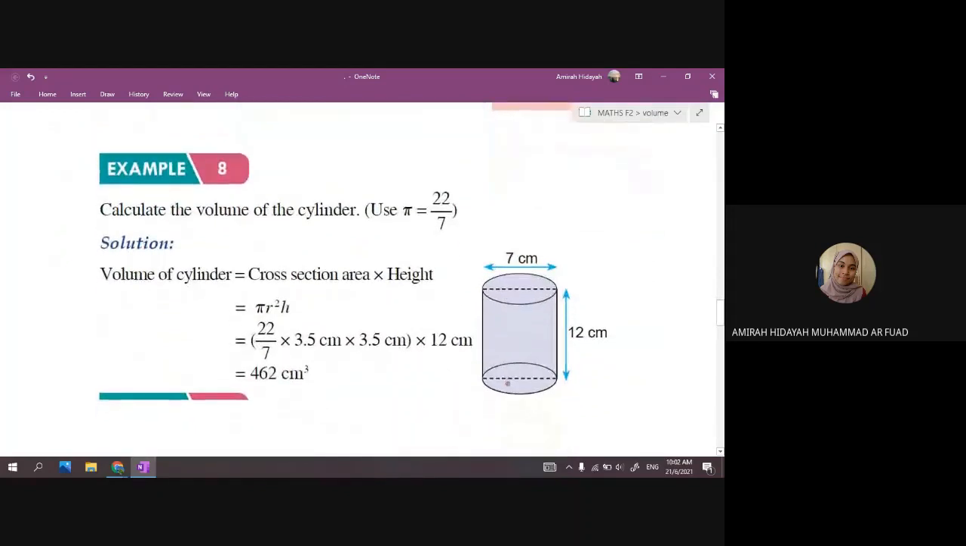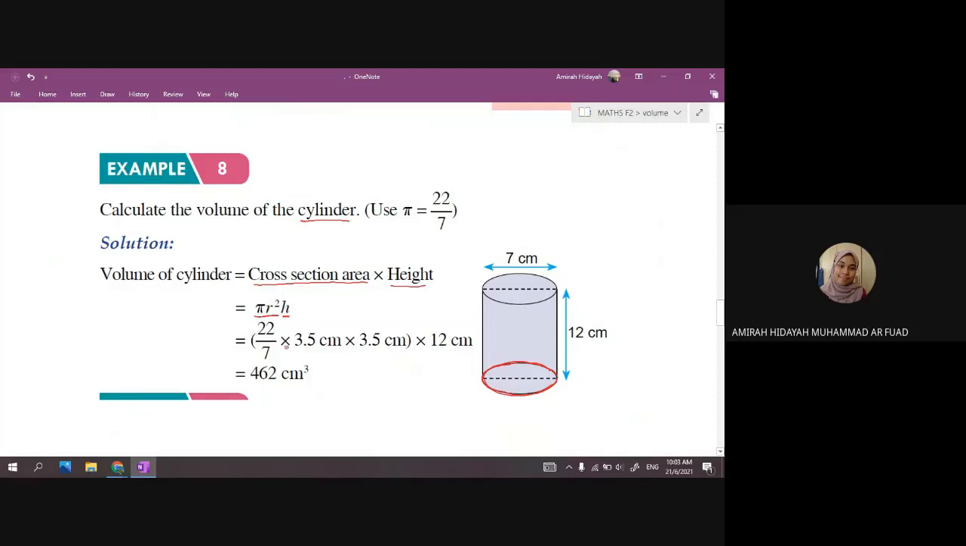Then example 8 is to calculate the volume of cylinder. Use pi 22/7. So volume of cylinder tadi, kamu dah tengok macam mana kita dapat volume untuk cylinder. So cross section area times height. So dia pi r square h kan. Sebab cross section untuk cylinder ni adalah tapak dia yang berbentuk circular shape, which is a circle lah. So area untuk circle adalah pi r square. And then times height dia, height dia adalah h lah.